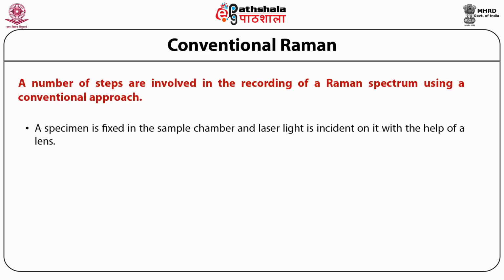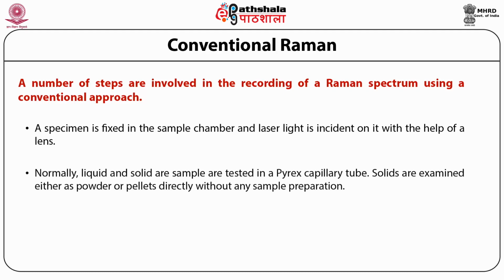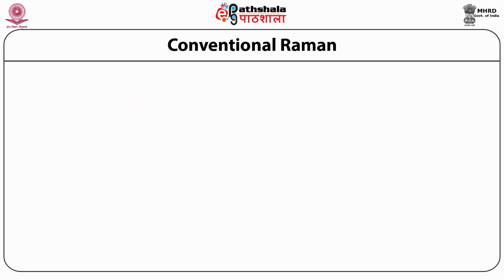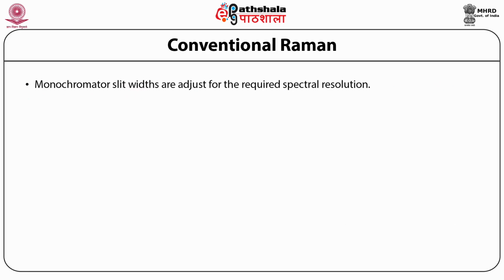A specimen is fixed in the sample chamber and laser light is incident on it with the help of a lens. Normally, liquid and solid samples are tested in a Pyrex capillary tube. Solids are examined either as powder or pellets, directly without any sample preparation. Scattered light is collected using separate lenses and is focused at the entrance orifice of the monochromator. Monochromator slit widths are adjusted for the required spectral resolution.